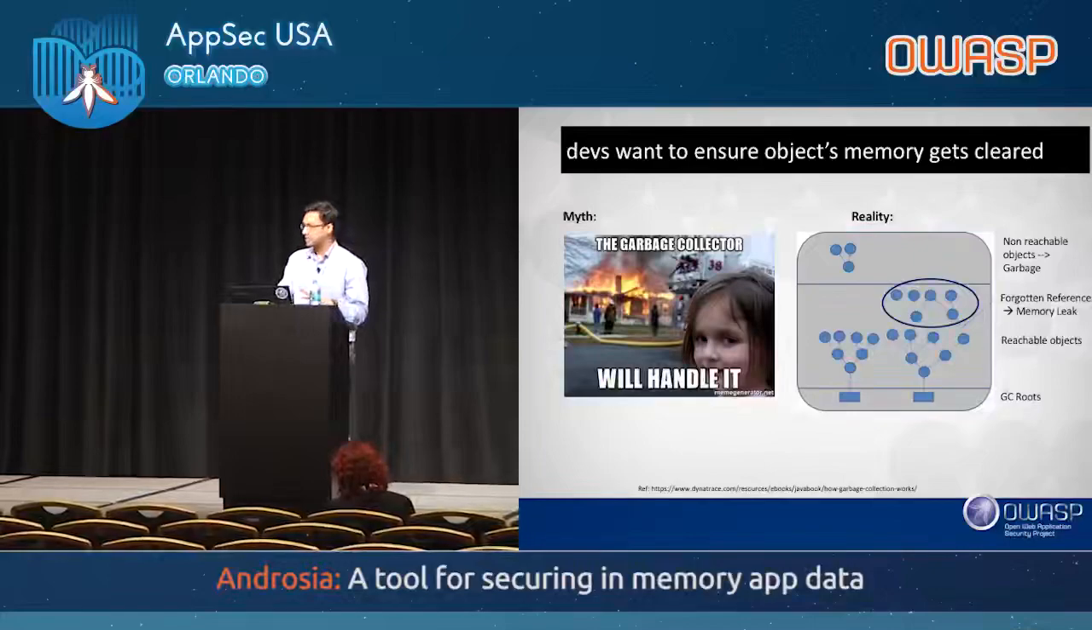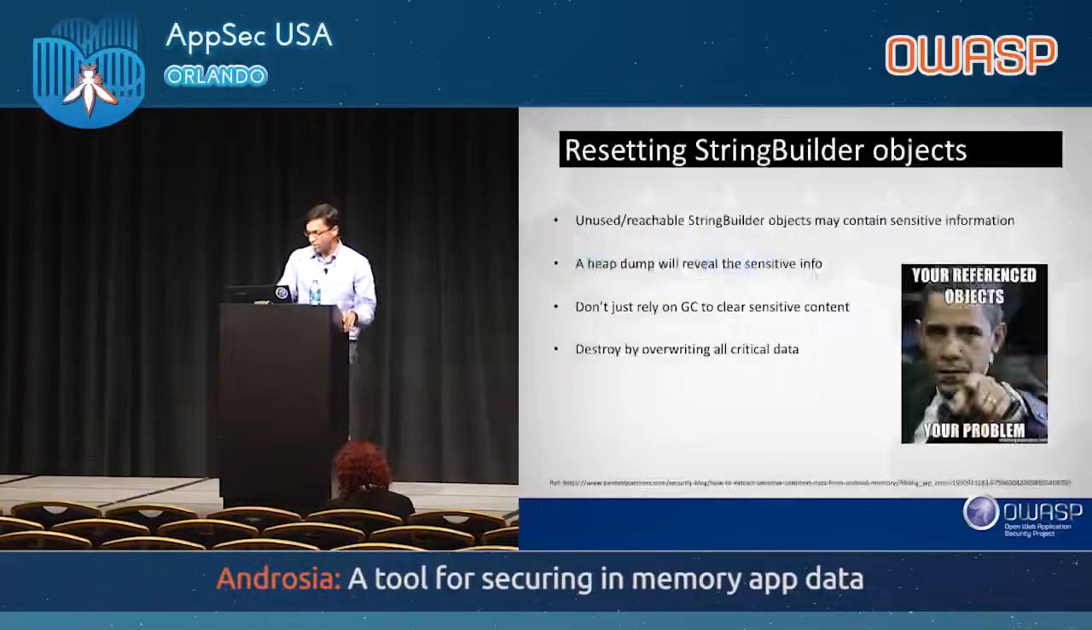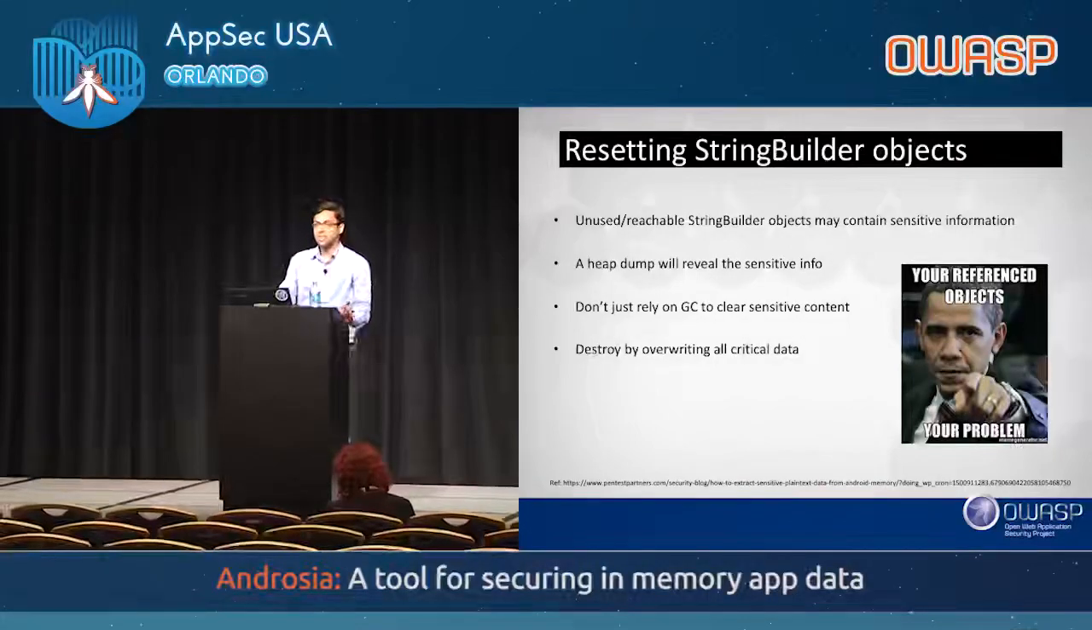So this is precisely the problem we are trying to tackle. We are going to explicitly clear the memory content of the objects when it is last used. So in our tool right now, we are focusing on StringBuilder objects, but it is very straightforward to extend this tool to any other kind of objects. So unused but reachable StringBuilder objects may contain sensitive information, and a heap dump will reveal that sensitive information. So don't just rely on the garbage collector to clear sensitive content, but destroy by overwriting all critical data.